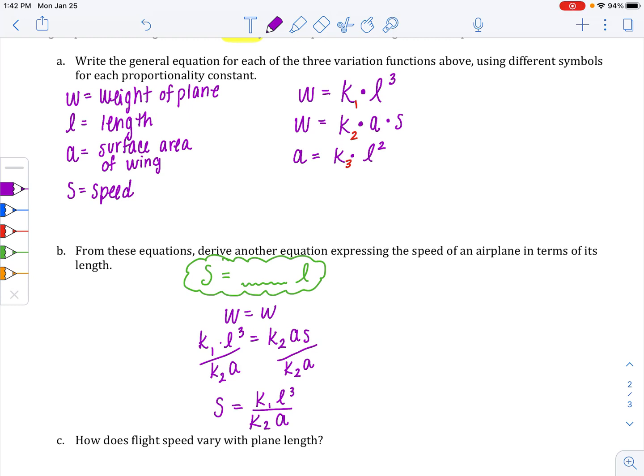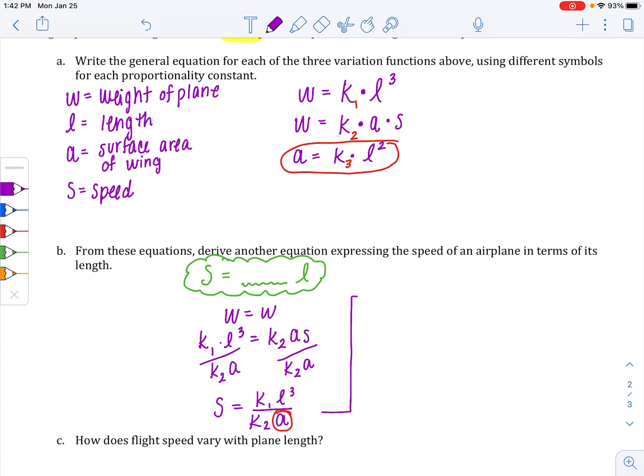So we're getting pretty close. We have S in terms of L and A, though. I can't have area in this equation. All I want is speed in terms of length, so this A has to go. Looking at the equations above, notice A is equal to K subscript 3 L squared. That's perfect. If I substitute it in, I won't have the A anymore. All I have left on the right side is my length, L.